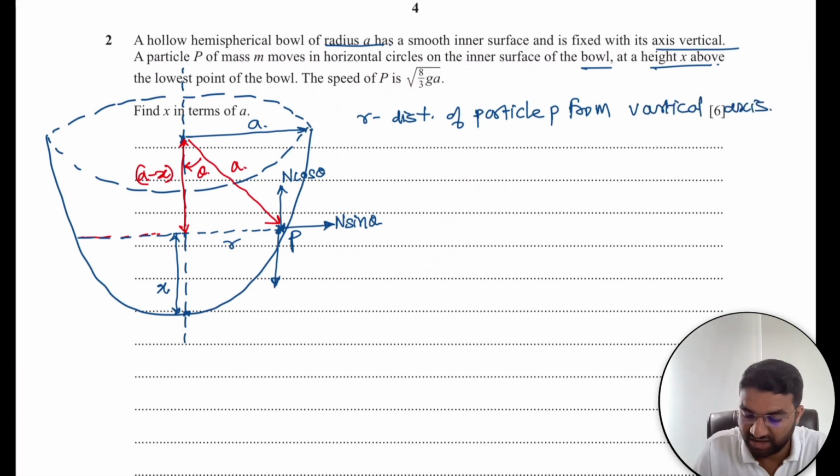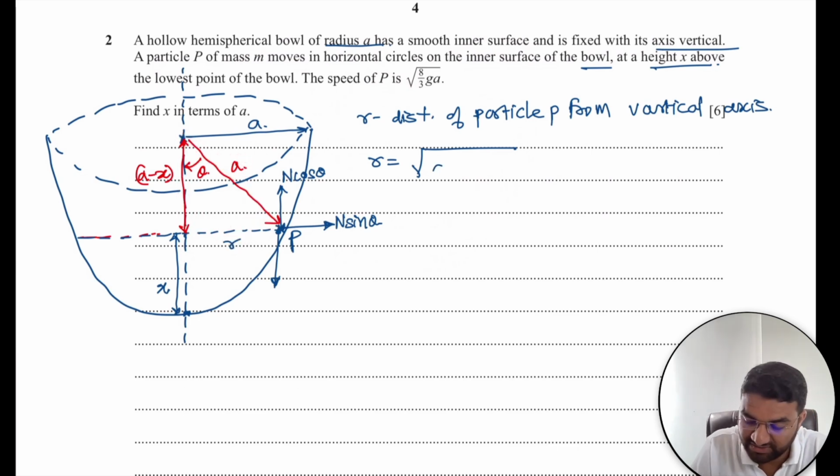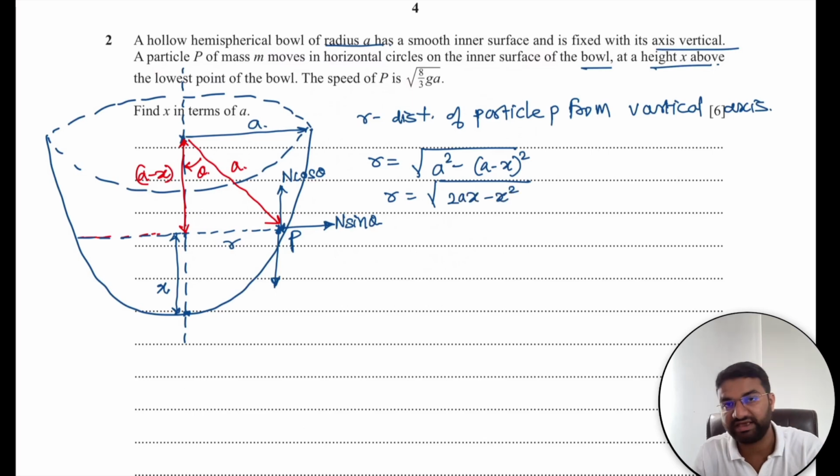Next, how can we calculate r? We can take the square root of, using Pythagoras theorem, a squared minus (a minus x) squared. If you simplify this, you will get r equal to the square root of 2ax minus x squared. This is the value we get for r.